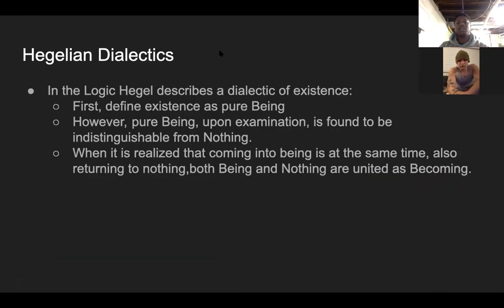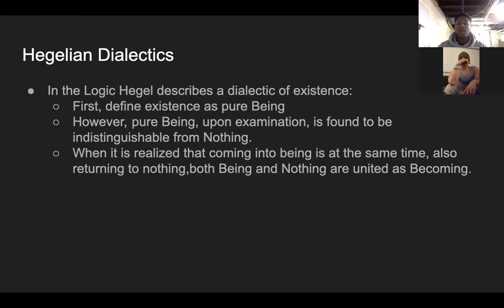So this is just an example of how Hegel uses the dialectic. In the Logic, Hegel describes a dialectic of existence. First, you have to define existence as pure being. However, pure being, upon examination, is found to be indistinguishable from nothing. And once it is realized that coming into being is at the same time also returning to nothing, both being and nothing are united as becoming.